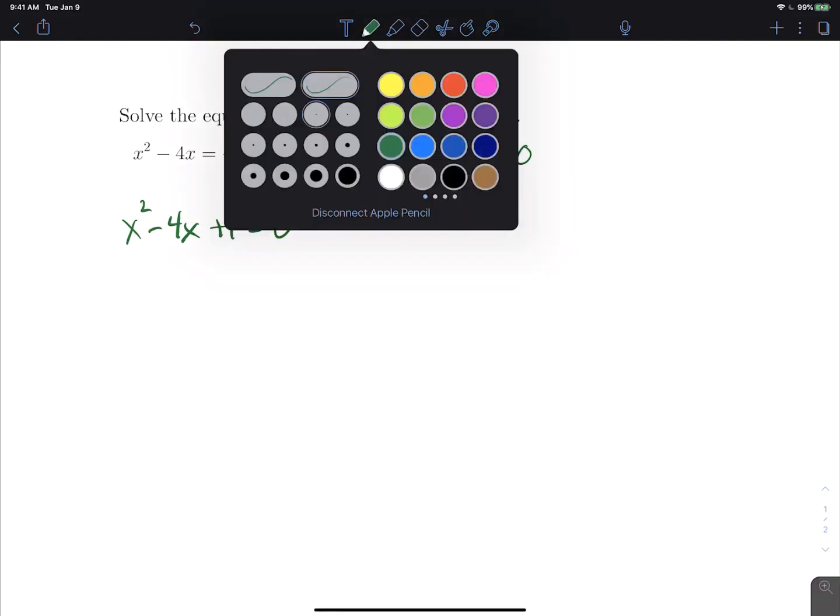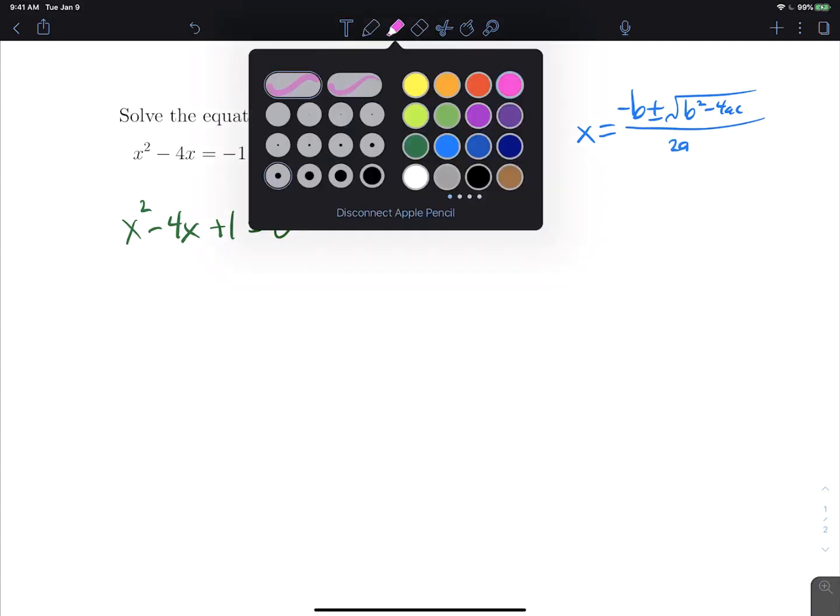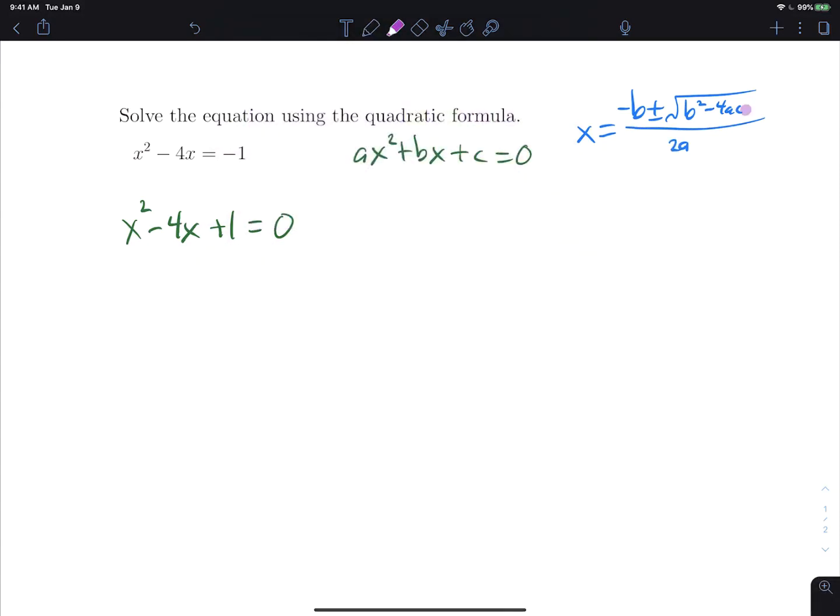The next thing we want to do is find the discriminant, because the quadratic formula itself is -b plus or minus the square root of b squared minus 4ac all over 2a. And the discriminant is everything underneath the radical. It's this b squared minus 4ac. So that's the first thing we want to find.